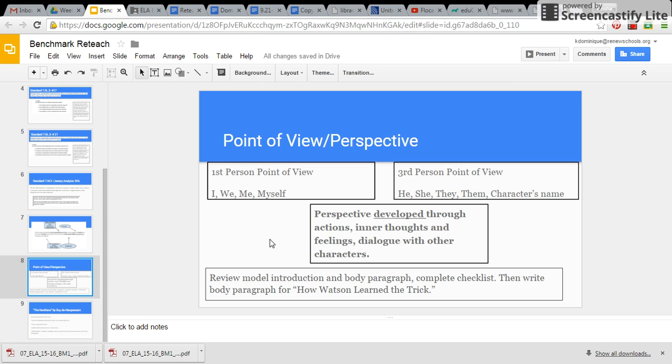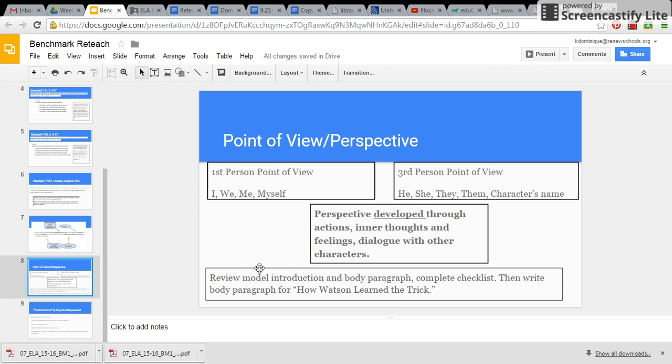But what you really should have focused on after you identified the narration was the perspective developed through actions, inner thoughts, and feelings and dialogue with other characters. So that is what you really should have spent the bulk of your time writing about, how the perspective, which is also point of view, is actually developed throughout the story.